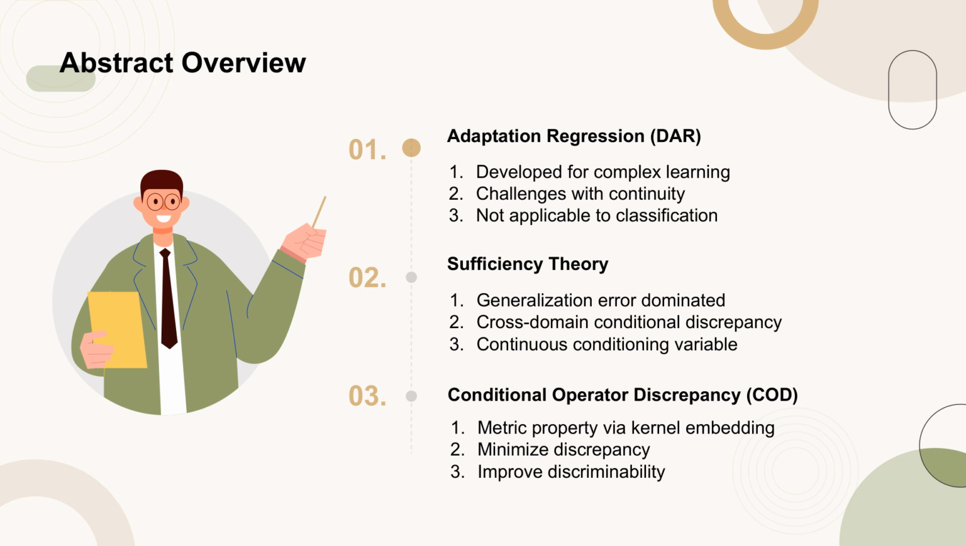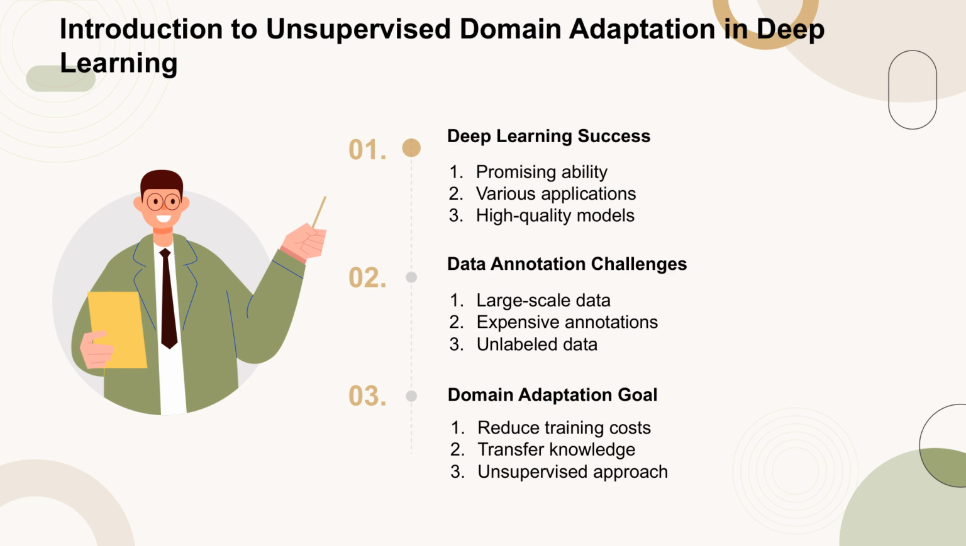Extensive experiments on standard DR datasets confirm the theoretical findings and demonstrate the superiority of the proposed methods over state-of-the-art DR techniques. Deep learning has demonstrated significant success across various applications, largely due to its ability to fit complex models. However, the training of these high-quality models heavily relies on large-scale data with sufficient annotations, which can be costly to obtain. This is particularly challenging for unlabeled data, where annotations are usually expensive.